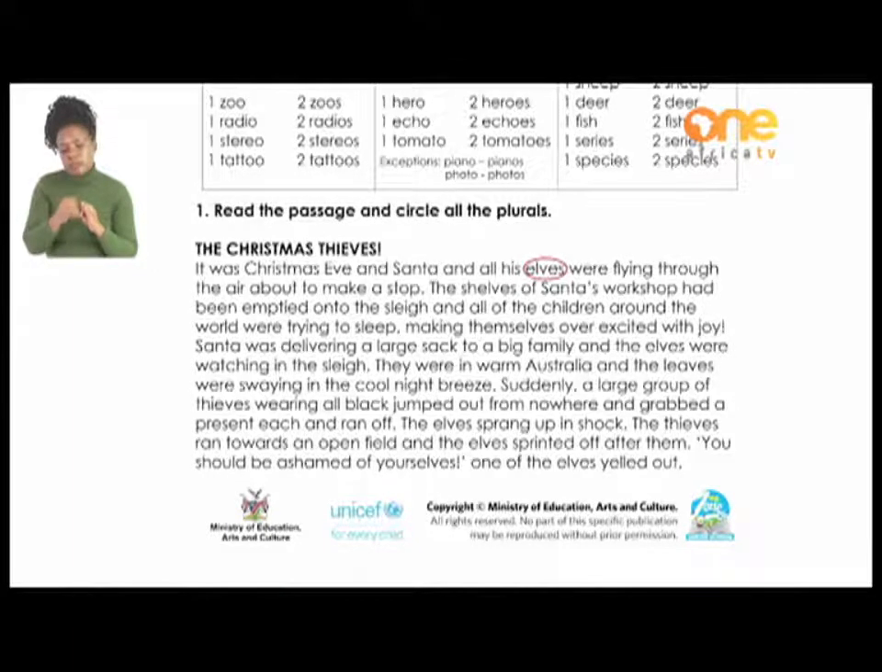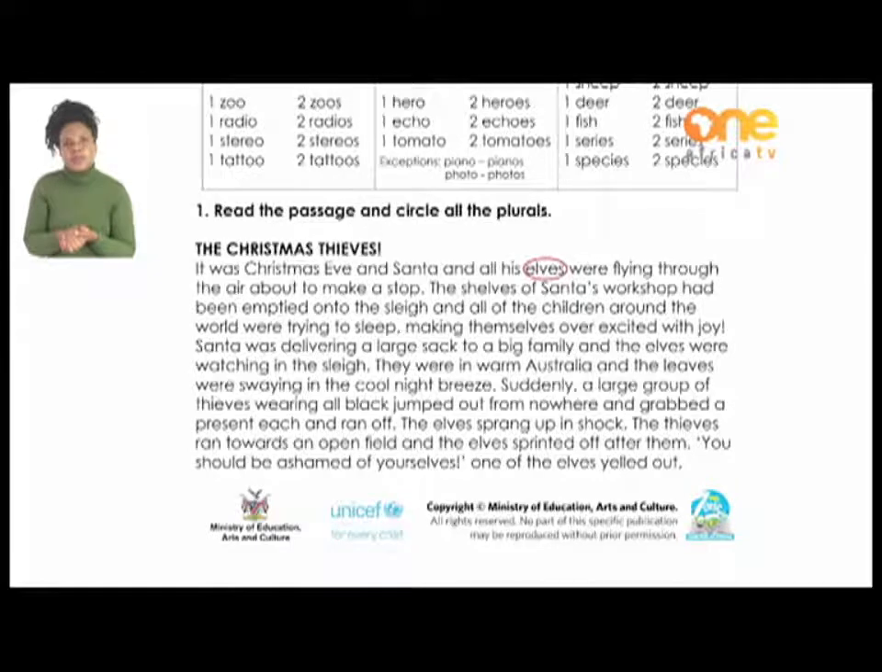FE. The Christmas thieves. It was Christmas Eve and Santa and all his elves were flying through the air, about to make a stop. The shelves of Santa's workshop had been emptied onto the sleigh, and all the children around the world were trying to sleep, making themselves overexcited with joy. Santa was delivering a large sack to a big family, and the elves were watching in a sleigh. They were in warm Australia, and the leaves were swaying in a cool night breeze.